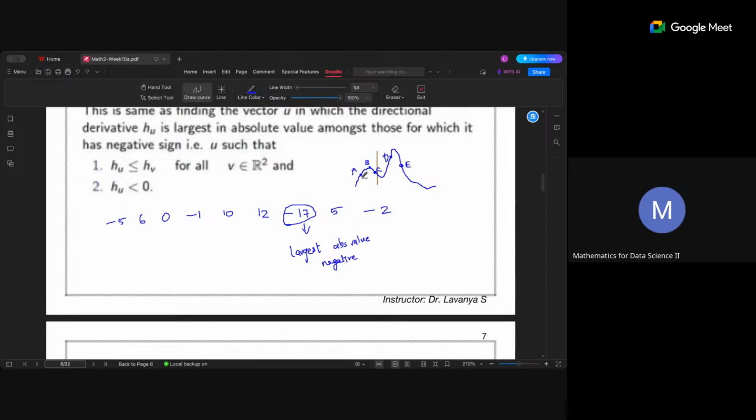Now, can you tell me at which point you will have a positive slope? A and D. A and D are going to have positive slope, right? Now, which points will have a negative slope? C, E.